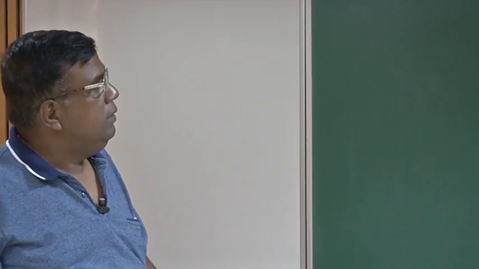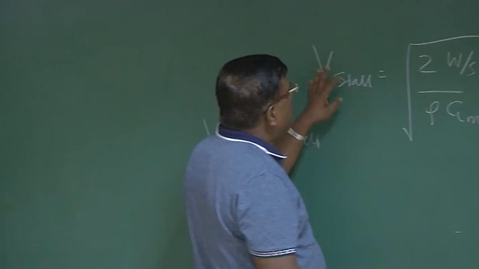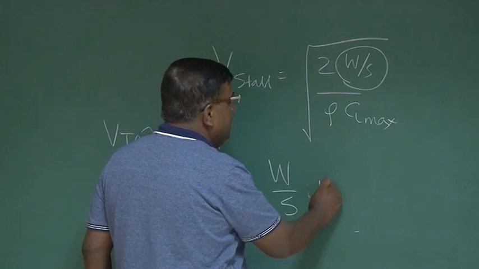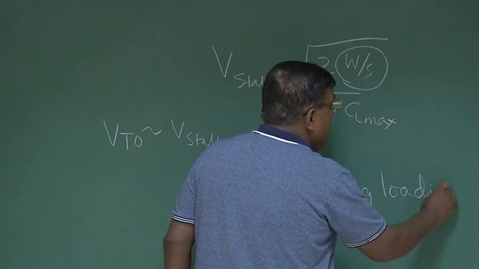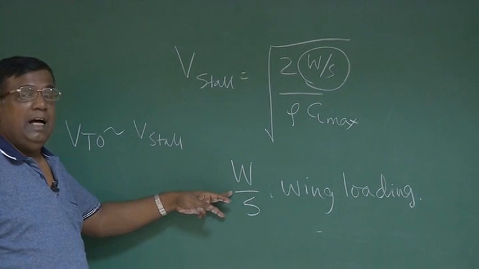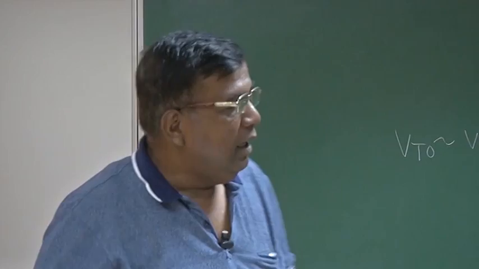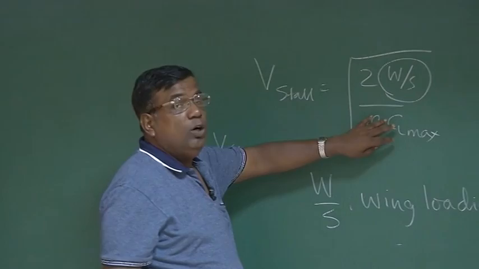So who plays a vital role for a given altitude and given aerofoil? It is the W by S, and W by S is called wing loading. You could see from here, if W by S is large, Vstall also will become large. What is the meaning of W by S large? It means relatively the S is small. That is why W by S has gone high. Or in other way, if you want to reduce Vstall, keeping other things constant, I must have a very low value of W by S.